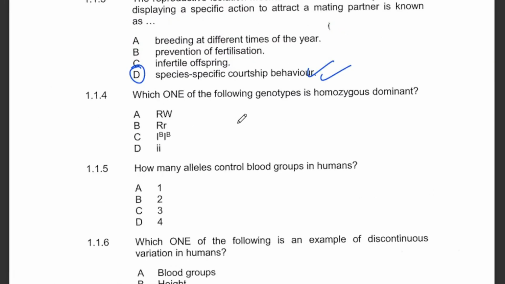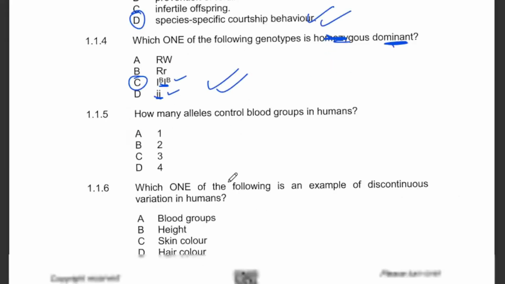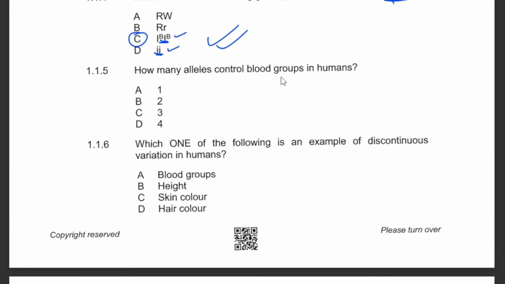Then they're saying which one of the following genotypes is homozygous dominant? Homozygous, so I need to look for letters which are the same, but they say dominant. So this one is dominant, this one is recessive. So it is C. C becomes the most correct answer. They're asking how many alleles control blood groups. We say there are 3: allele for A, allele for B, and allele for O. So we said it, 2 marks there.